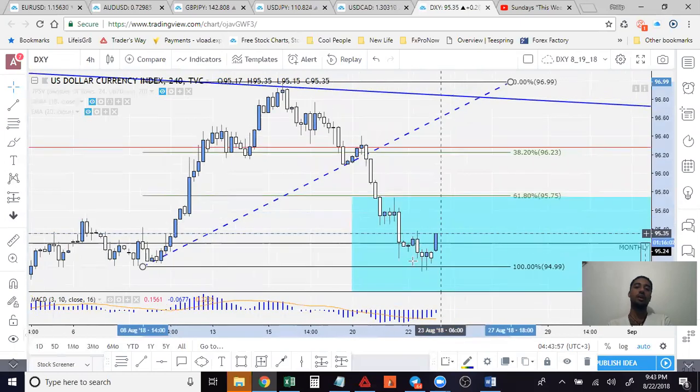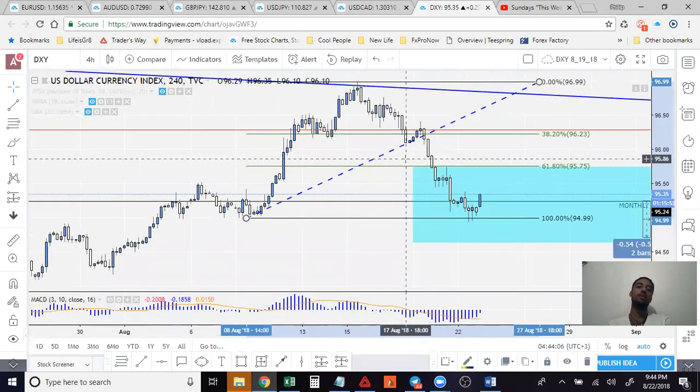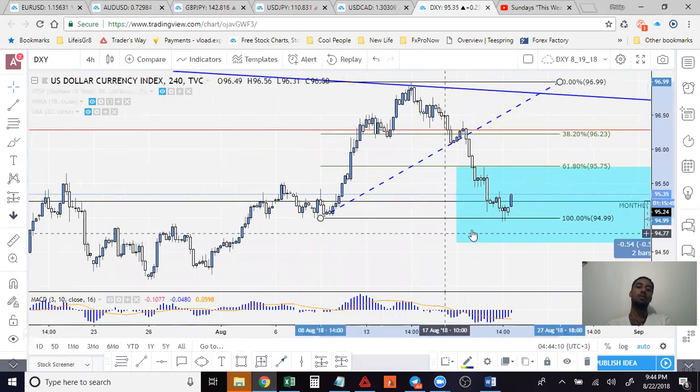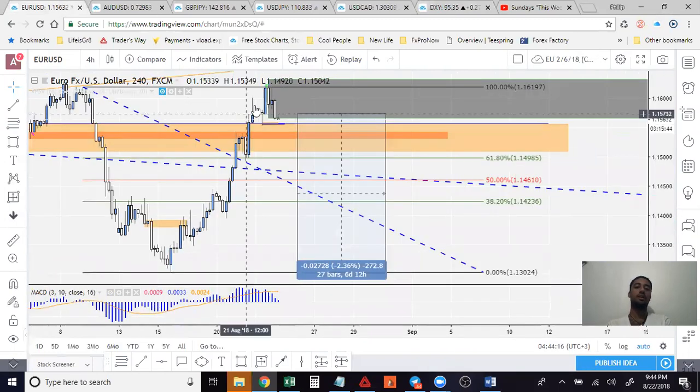What do you see? The DXY, the US dollar currency, doing bullish. Where do I see price going? To that trend line, right? It's sitting on top of that monthly. So if this is going bullish, if this is going up, you see here, down.